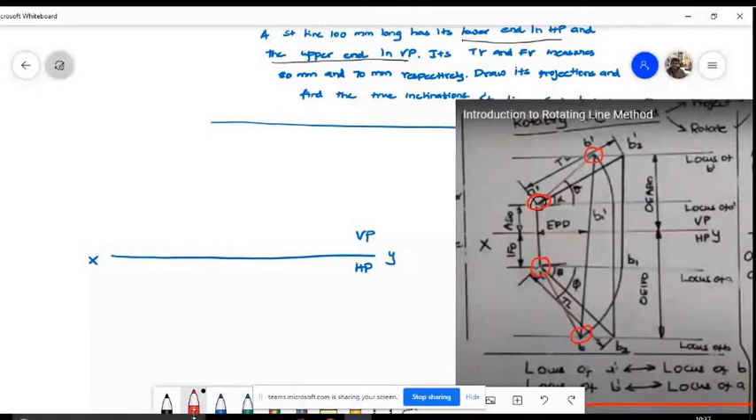So let's take a straight line AB. Let's take A as the lower end and B as the upper end. They said that the lower end is on HP. So whether it is touching the HP or not, will that be visible in the front view or top view? I'll say it again. One end of the line touches HP. Whether it is touching the HP or not, will that be visible in the front view or top view?